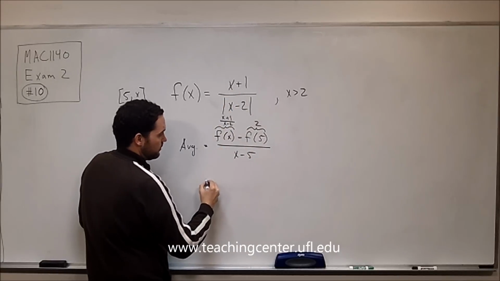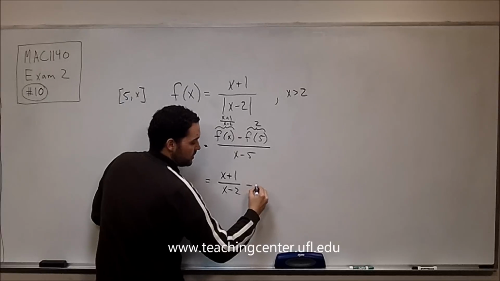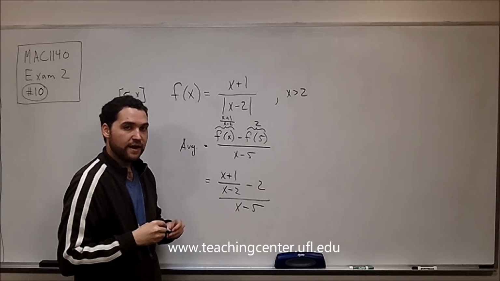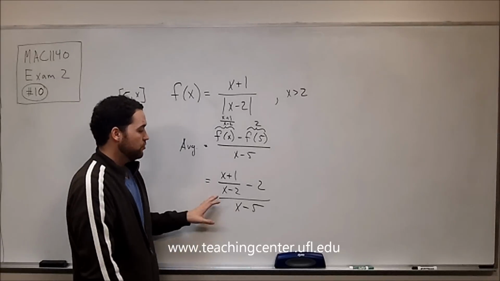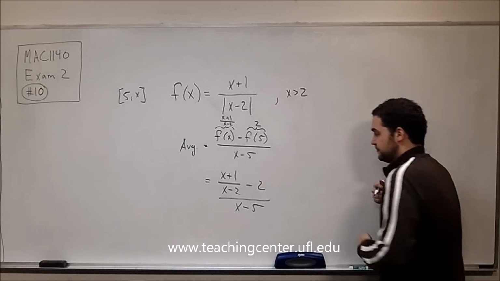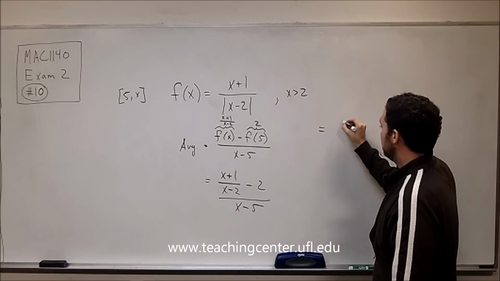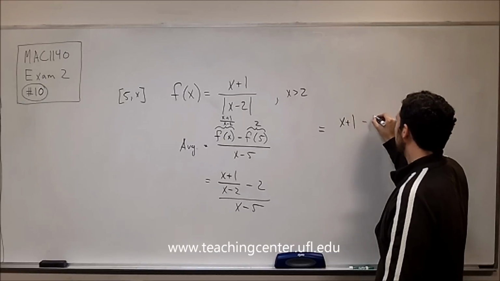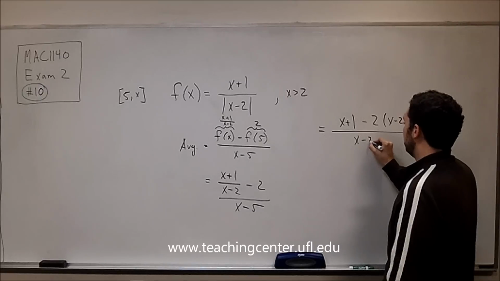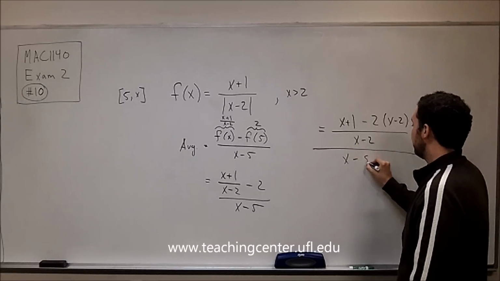So let's rewrite it down here. This is going to be x plus 1 divided by x minus 2, all over x minus 5. So now we have a complex fraction because we have fractions inside fractions. So we should try to get a common denominator and simplify. If we go over here, we can multiply x minus 2 on top and bottom of this 2. So you'll get x plus 1 minus 2 times x minus 2, all divided by x minus 2, when you get your common denominator here. And then this is all divided by x minus 5.